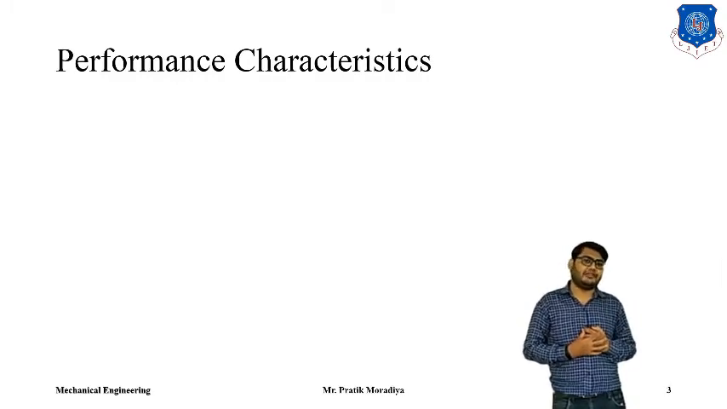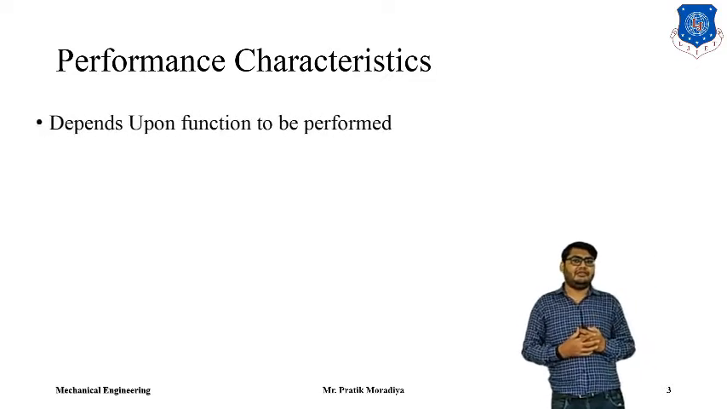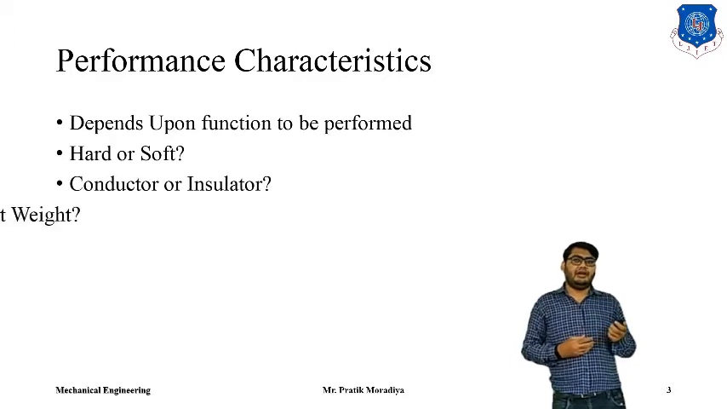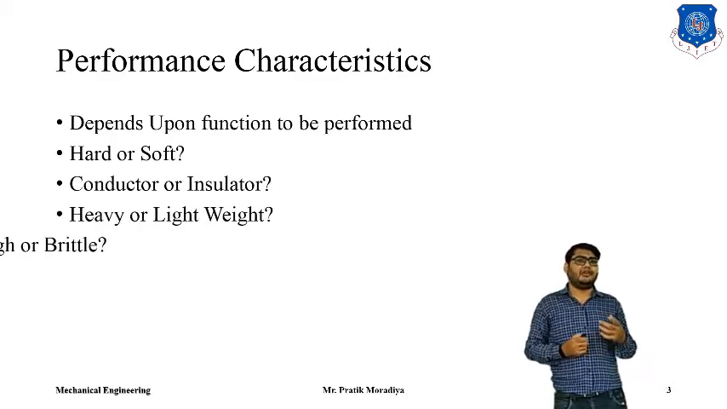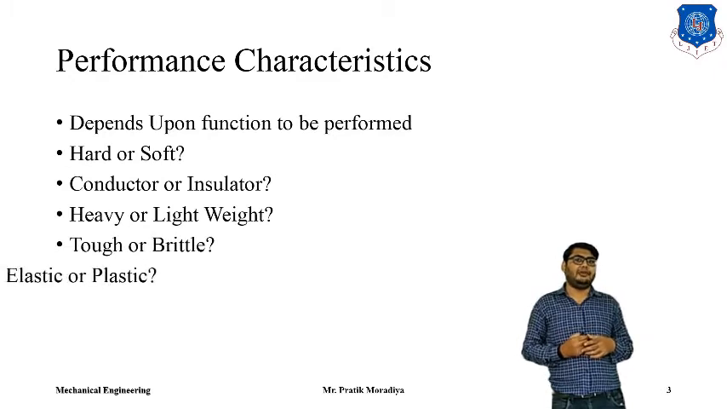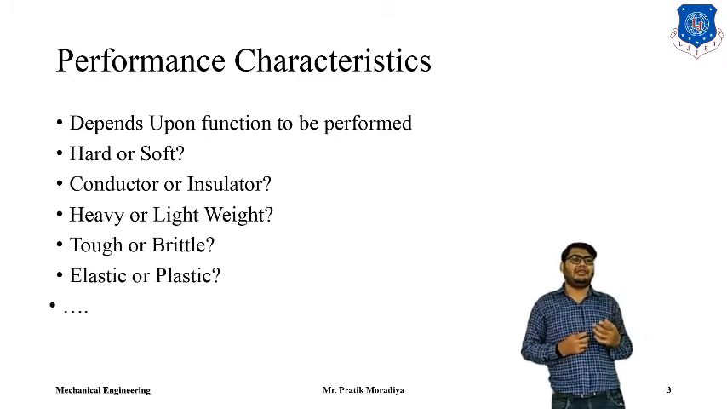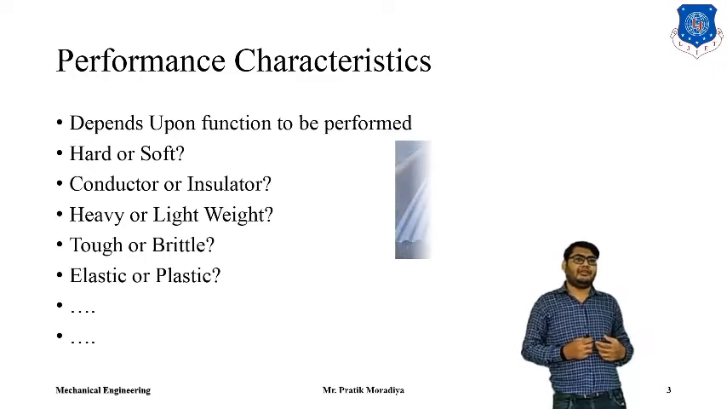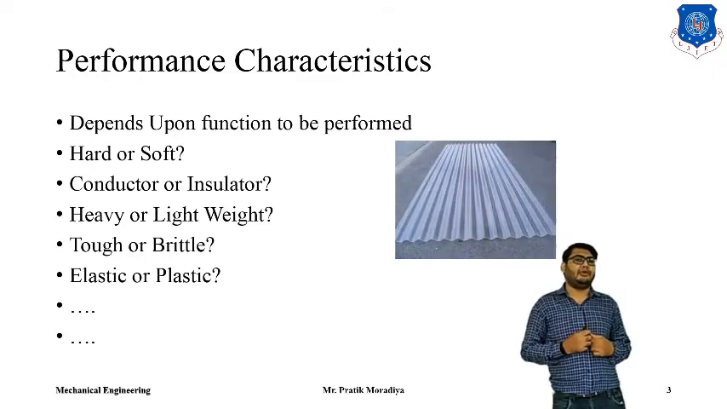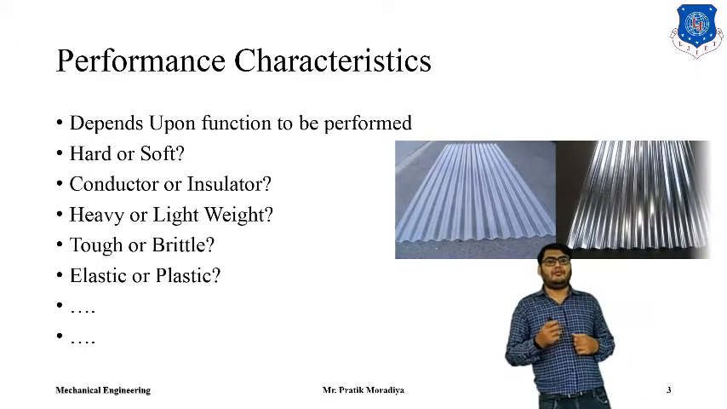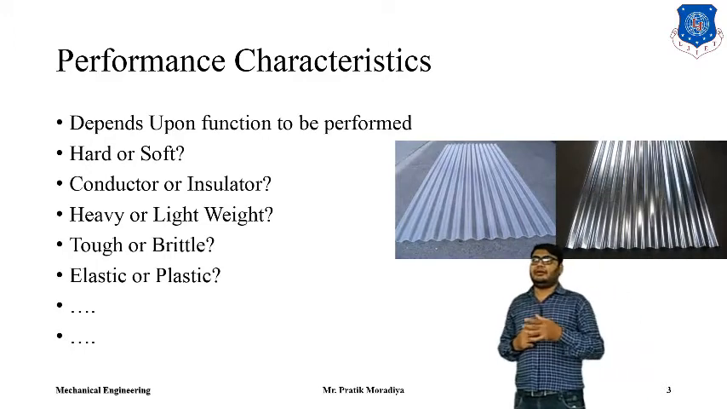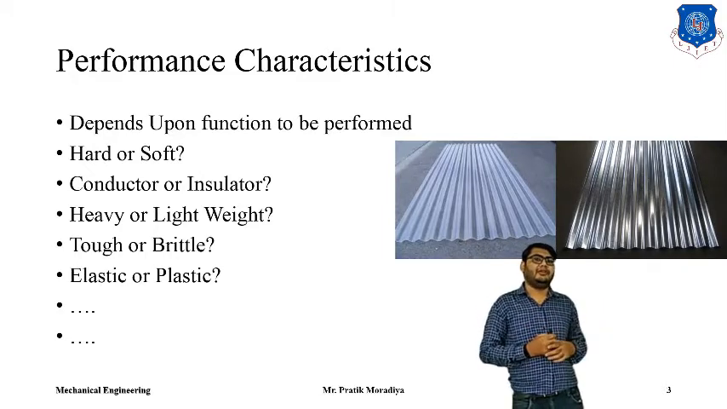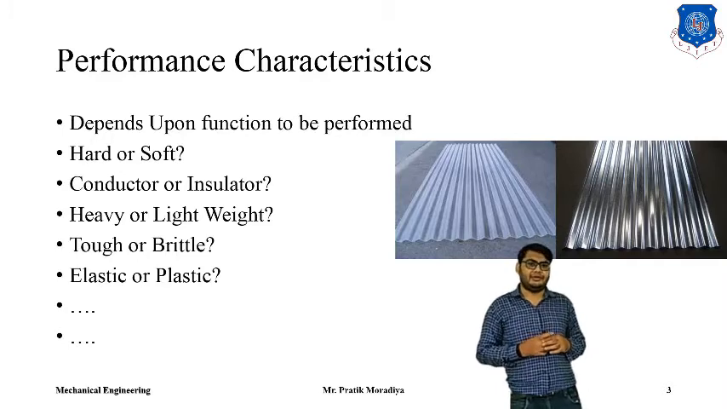First of all, performance characteristics. As we have discussed, it depends upon the function to be performed. Is the material hard or soft, conductor or insulator, heavy or lightweight, tough or brittle, elastic or plastic? There are so many comparisons we can make. For example, if you are manufacturing this kind of corrugated sheet, you can either opt for a transparent FRP material or a transparent plastic material. You can go for stainless steel or galvanized iron material.